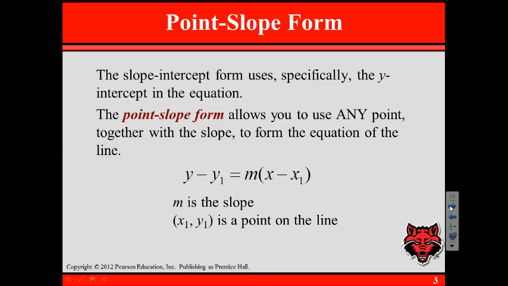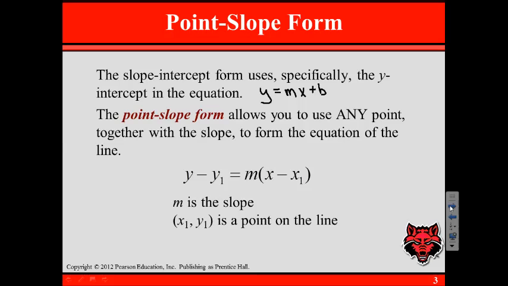Again, let's review a few forms of lines that we saw in previous modules. First, we have the slope-intercept form, which uses specifically the y-intercept in the equation. The slope-intercept form of an equation is y equals mx plus b, where the m represents the slope and b represents the y-intercept.